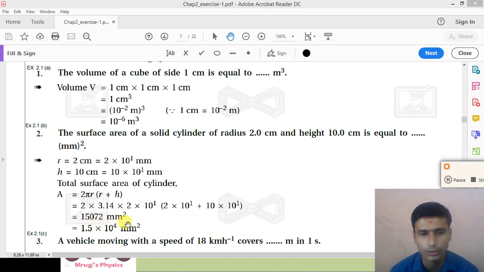15072 millimeter square. Convert into 10 raised to power, so 1.5 into 10 raised to 4 millimeter square. Here we need to convert the answer into 10 raised to power, right? So 15072 is equal to 1.5072, approximately 1.5 into 10 raised to 4 millimeter square. Understand both question number 1A and question number 1B.